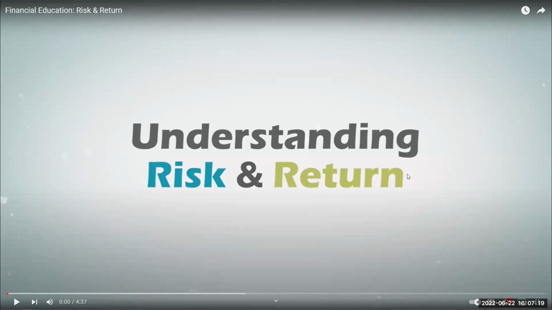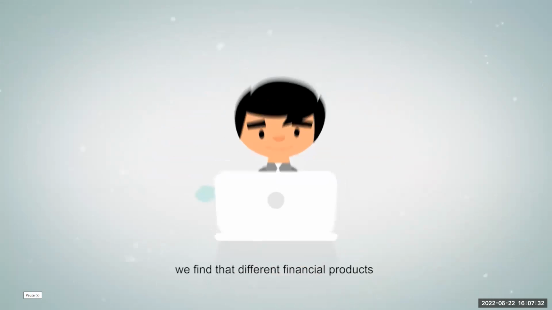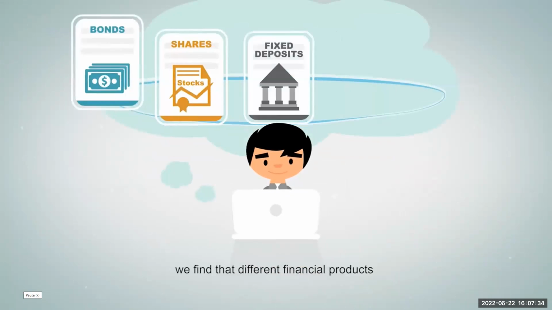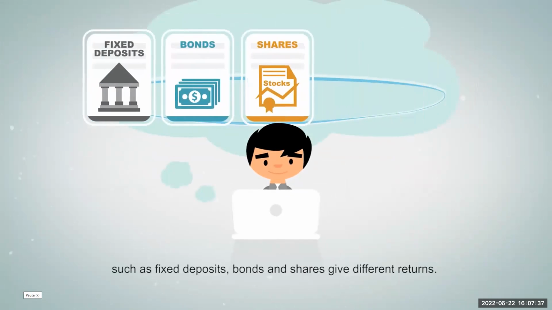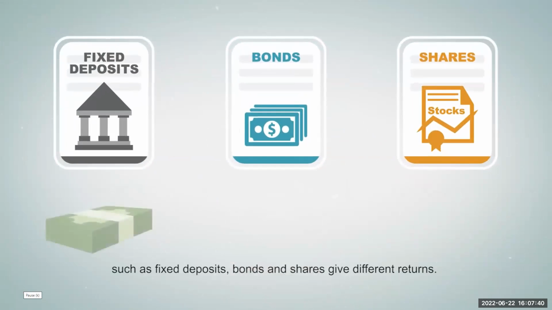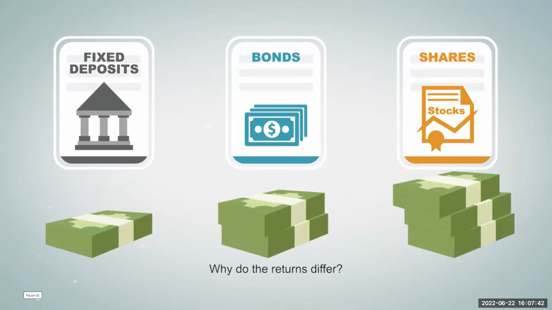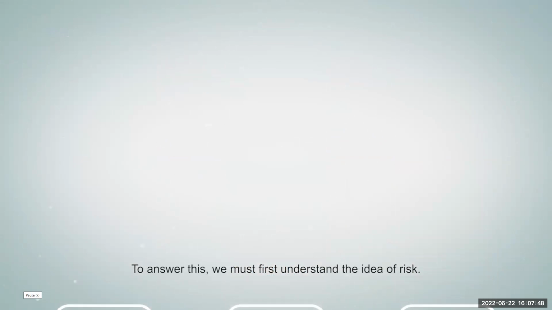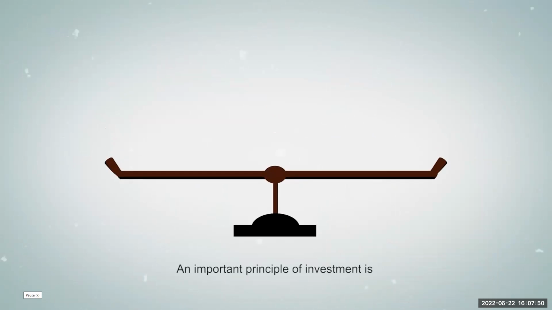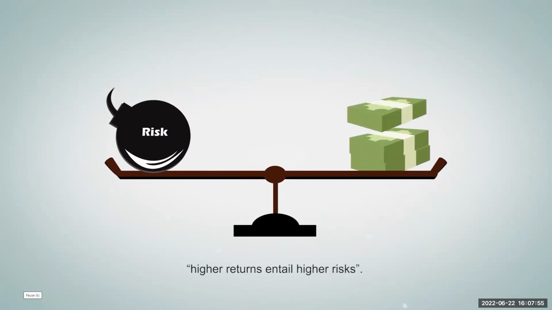Now, a quick little video, fairly simple, but just gives the basic definitions of risk and return. Risk and return. Looking around us, we find that different financial products, such as fixed deposits, bonds, and shares, give different returns. Why do the returns differ? To answer this, we must first understand the idea of risk. An important principle of investment is higher returns entail higher risks.